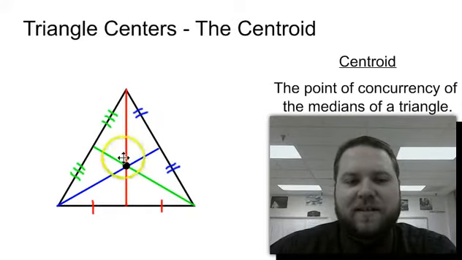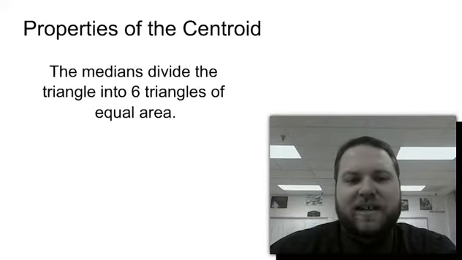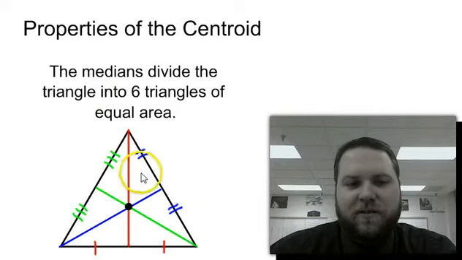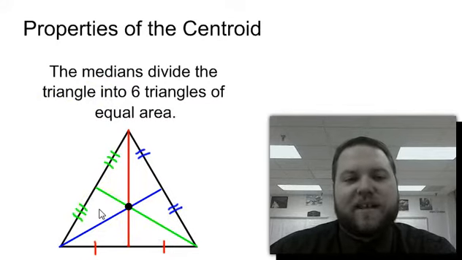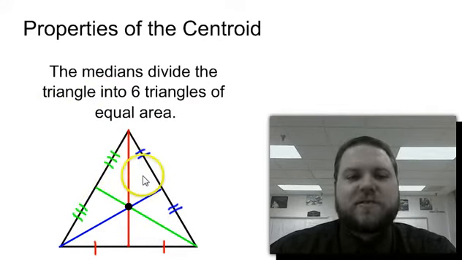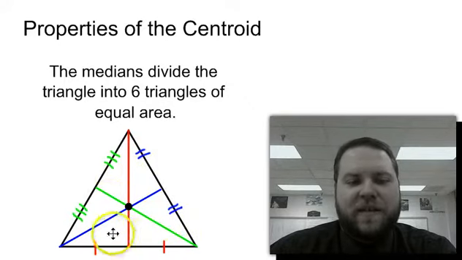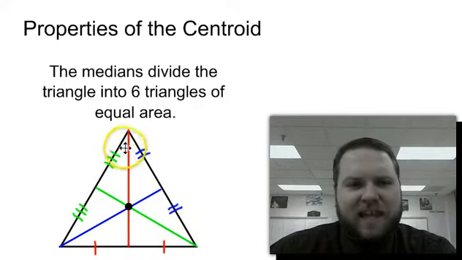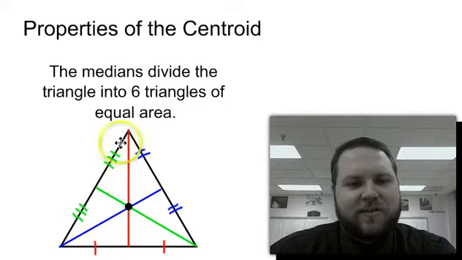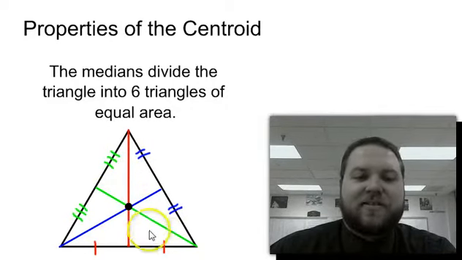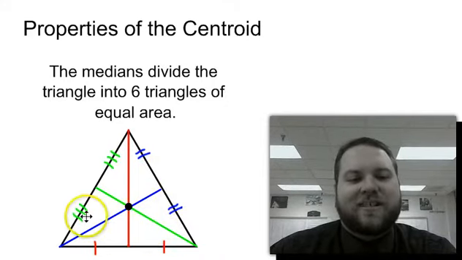And now let's talk about some of the properties of this. First, that centroid, that spot here in the middle, divides the triangle into 6 equal triangles. So if we take a look at this, we've got 1, 2, 3, 4, 5, and 6 triangles this is broken down into. And each one of those triangles has an equal area. So if I were to take a can of paint and I want to paint this triangle right here, it would require the exact same amount of paint to paint this triangle, and this triangle, and this triangle, and this triangle, and this triangle.